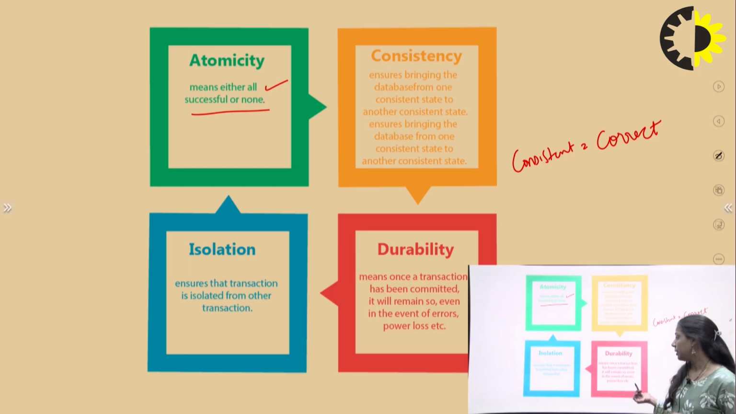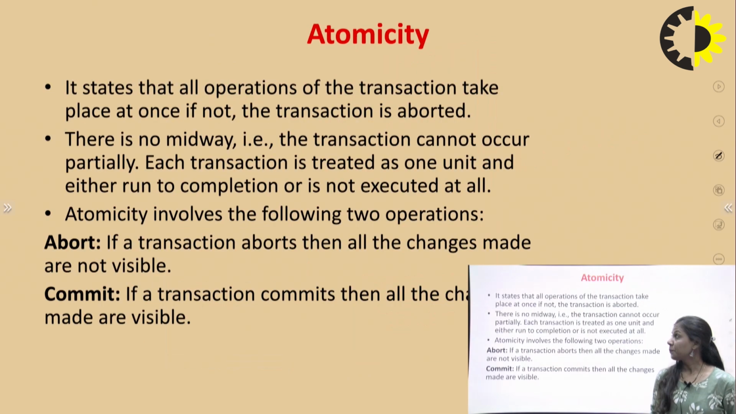What is durability? It means that once a transaction has been committed, it will remain. It will be saved, permanently stored in the database. It will be the consistent value. So even in the event of errors or power loss, the values will be stored safely and permanently. This is how durability works. So let's discuss all these terms with examples.